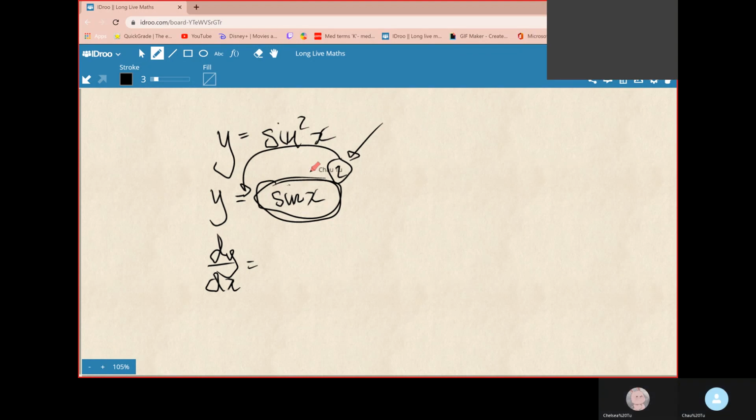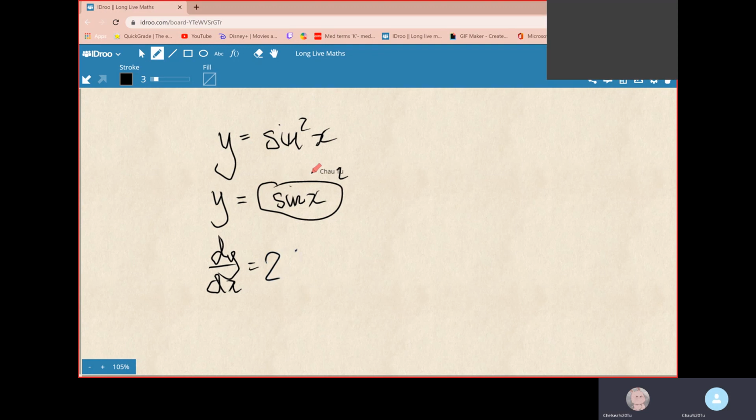Repeat. So you bring that to the top. Put it down in writing. You drag the 2 down, the bubble stays intact, the power gets minus by 1, times the derivative of the bubble itself.